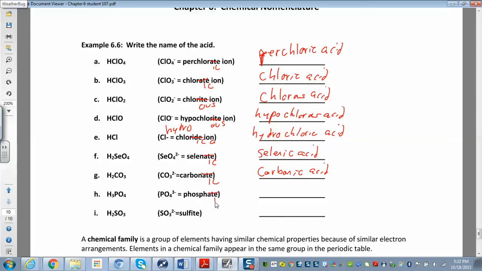Phosphate, -ic. So remember now, phosphorus is a little bit different. It becomes phosphoric acid instead of just phosphic acid. Same thing happens to sulfur. This is -ite. This is going to become -ous. So I want sulfurous acid instead of sulfous acid. So you get a little bit extra in there.